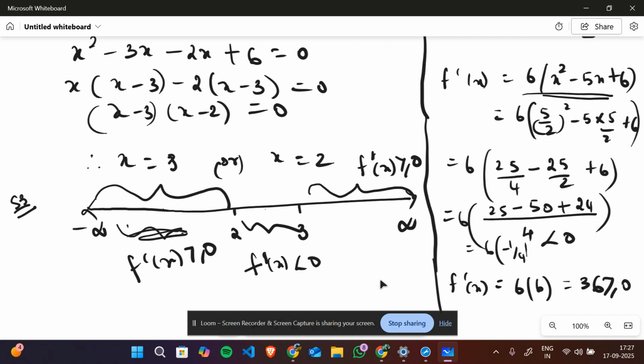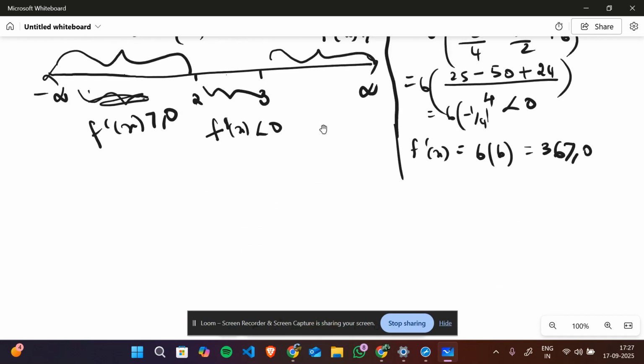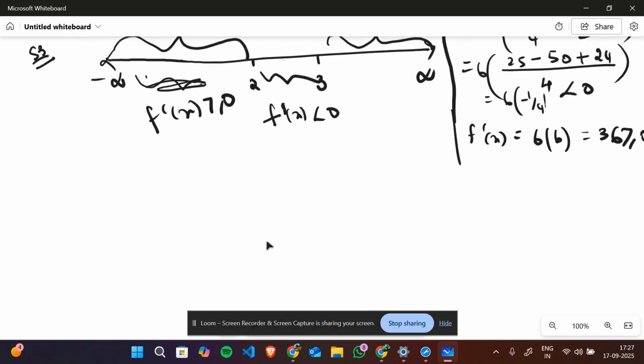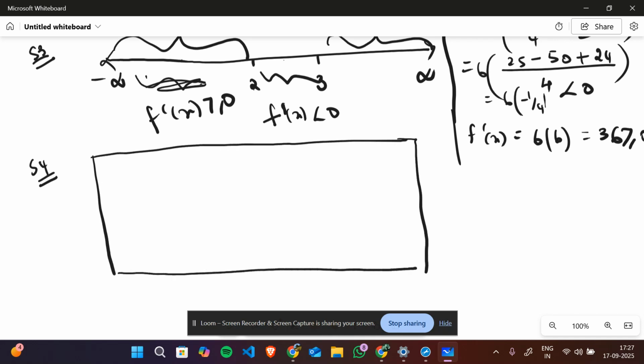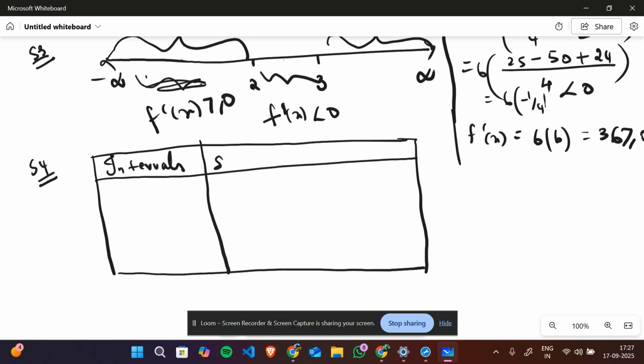In step 4, let us draw the table neatly. Intervals, sign of f dash of x, nature of f of x. So intervals, according to this problem, the critical points are 2 and 3. So let's have the intervals minus infinity to 2, 2 to 3, and 3 to infinity. Here the sign of f dash of x is positive, here it is negative, here it is positive. So increasing, decreasing, and increasing.